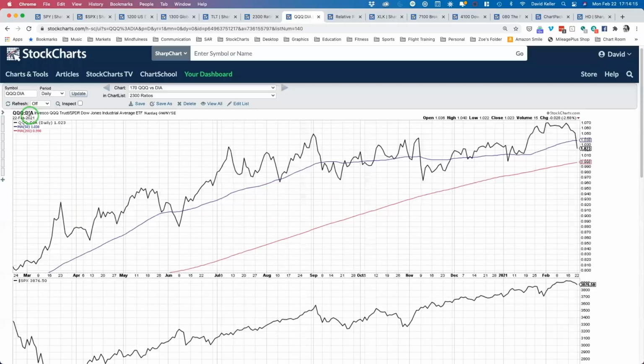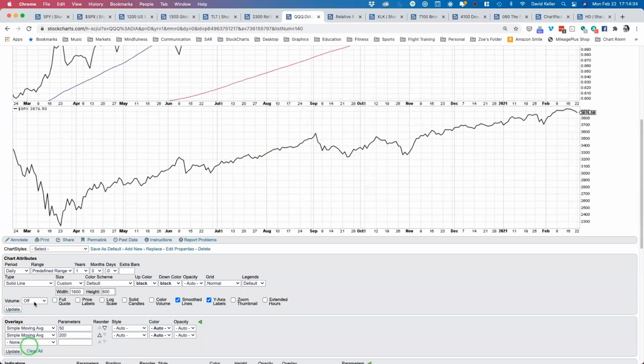So how do we do it? Well, first, to compare any two symbols, just do the first symbol, the colon, and then the second symbol. That works with anything: ETFs, stocks, indexes. Just make sure you use the dollar sign, obviously, or the exclamation point in front of the indexes as needed. But you can do a ratio of any two securities of any sort, and you can immediately do it.